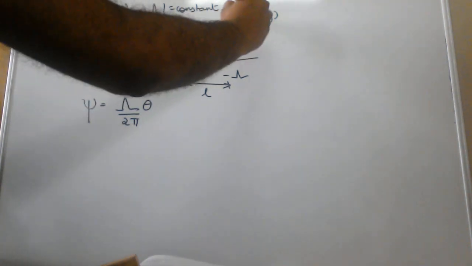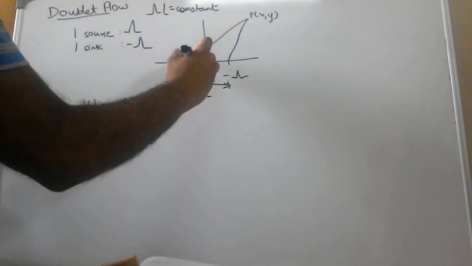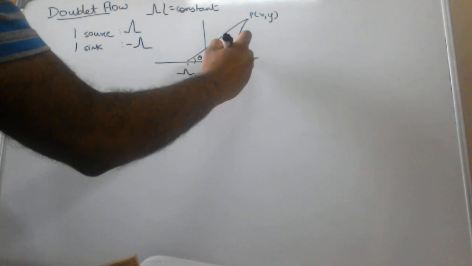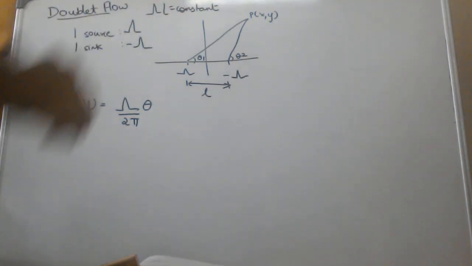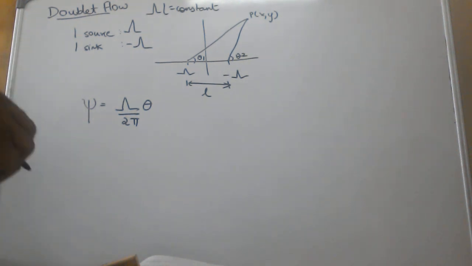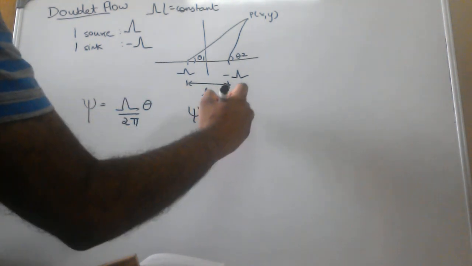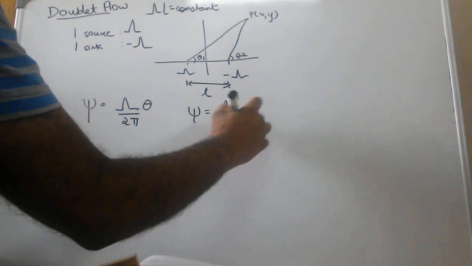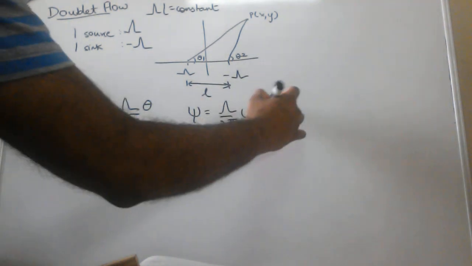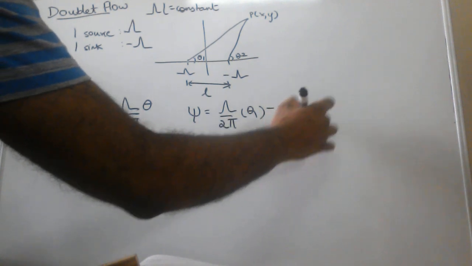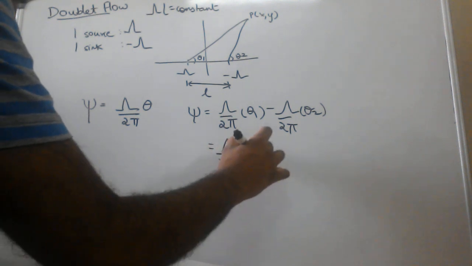So if I join these 2 points, and if this angle is theta 1 and this angle is theta 2, then my stream function at the point P would be, using the same result, lambda by 2 pi into theta 1 from the source and minus lambda by 2 pi into theta 2 from the sink. That gives me lambda by 2 pi theta 1 minus theta 2.